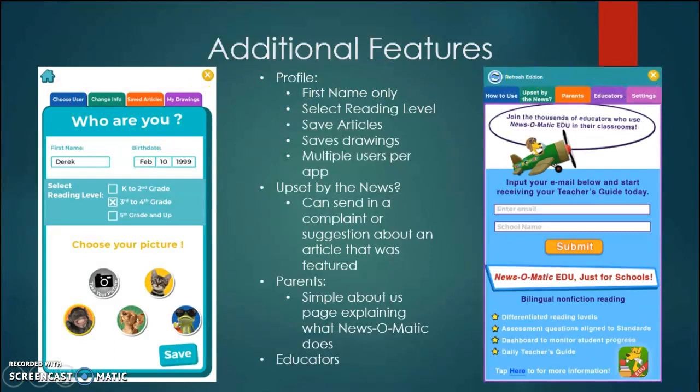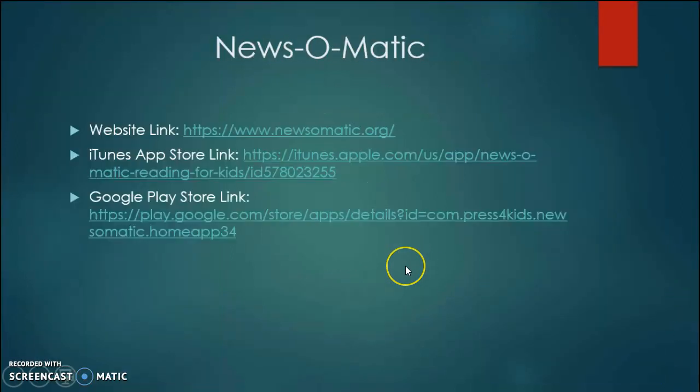And over on the right side, this is the information tab. It shows you how to use it. If you're upset about the news, I like this because you can send in what you're concerned about, and News-O-Matic will actually work to solving the problem and making sure it doesn't happen again. There's a parents tab, which is simply just an about us, so parents know what they're getting into. And educators, they have their own app simply for schools, which have a teacher's guide, differentiated reading levels, assessment questions to the standards, and all kinds of nice stuff that teachers can benefit from.